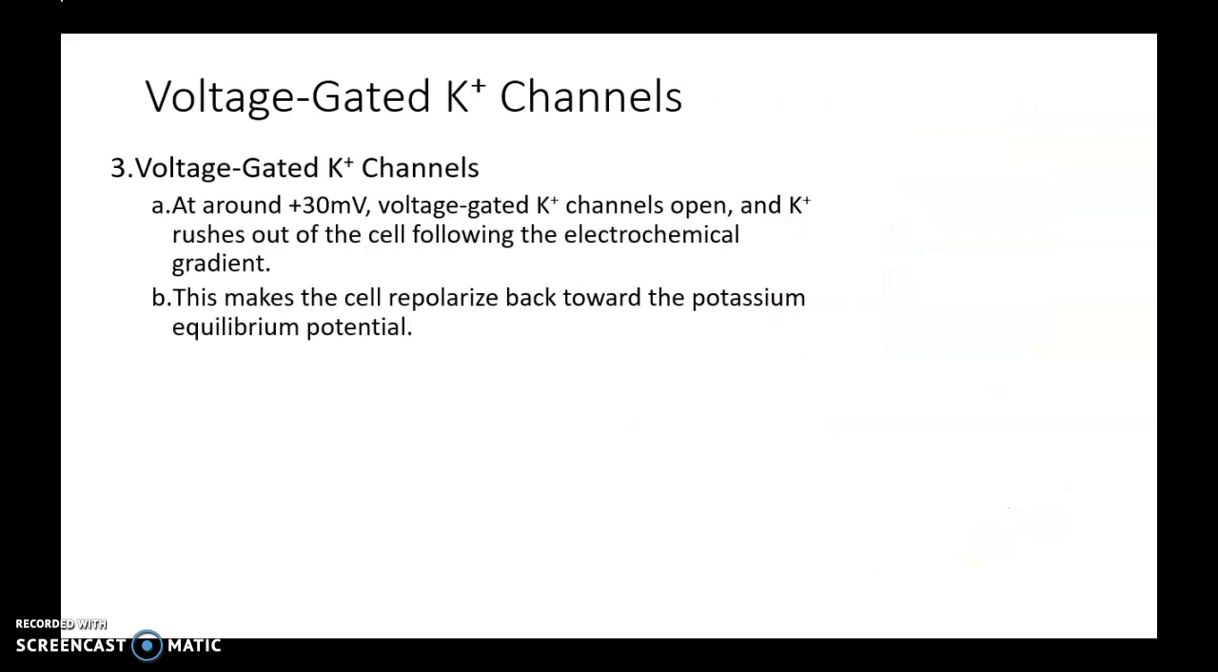Moving on to voltage gated potassium channels. Again, we have talked about this. So let's go through the PowerPoint real quick. Voltage gated potassium channels open at around positive 30 millivolts. And as they open, potassium moves out of the cell. We lose positive charge, bringing things back to resting membrane potential. And the process is repolarization.